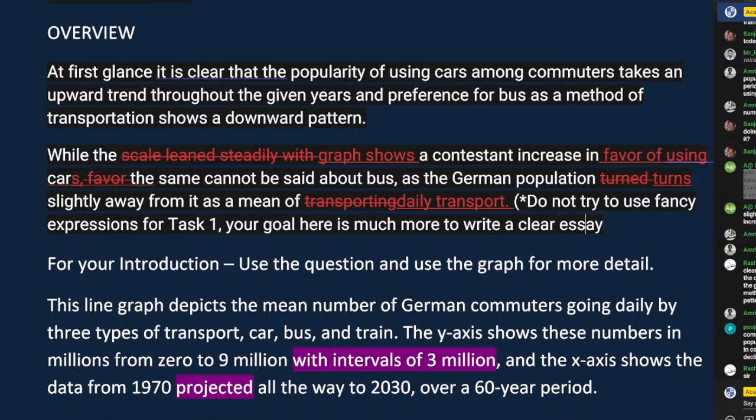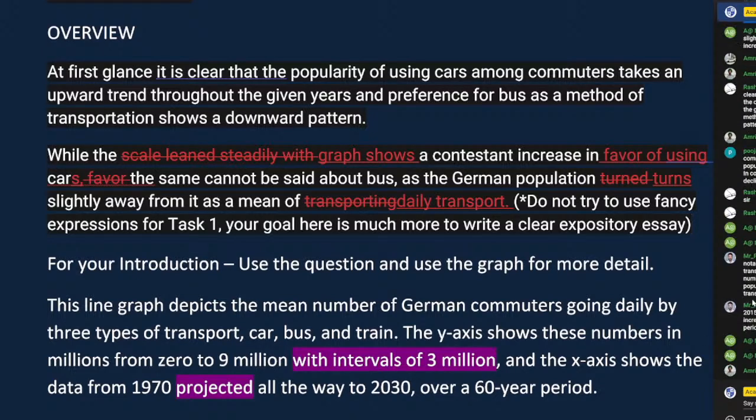All right, expository essay. Remember, it's an expository essay. If you're going to try to be fancy, you would want to do that in task 2, but definitely you want to make sure that it's accurate, okay? All right.